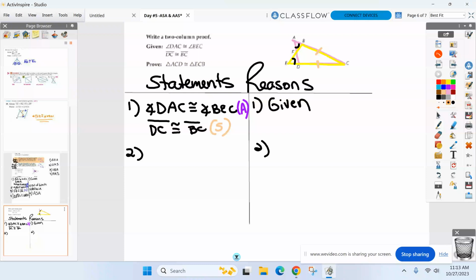You have to find one more pair, right? I have A, I have S. Now I need another pair of either sides or angles. Talk to your group. Where is it going to come from? Because I've kind of exhausted all the givens. We see it. It's going to be angle C.